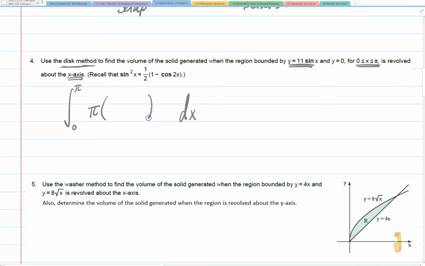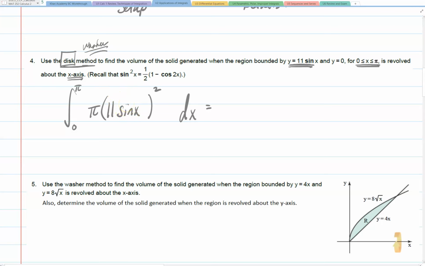In general, the disk method is going to create a circle with pi times radius squared, and the radius has to be 11 sine of x. Now again, this problem is pretty clear in saying that we're using the disk method, but we should also remember that the disk method and the washer method are really closely related. The washer method requires a slightly different approach, however, where we're taking the square of 2 different functions.